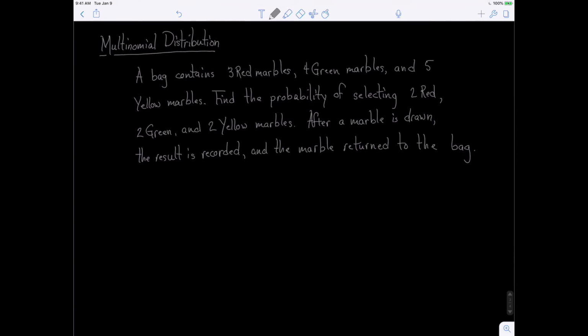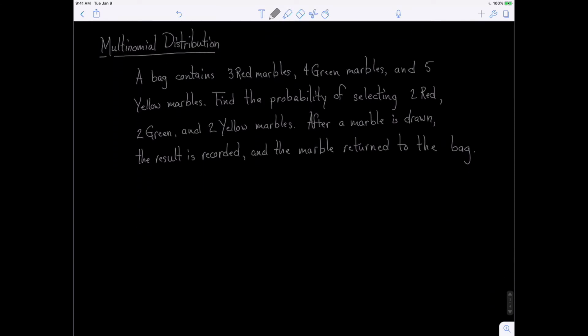And here's our problem. It says, a bag contains 3 red marbles, 4 green marbles, and 5 yellow marbles. Find the probability of selecting 2 red, 2 green, and 2 yellow marbles. After a marble is drawn, the result is recorded and the marble is returned to the bag. And in general, we would call that with replacement.